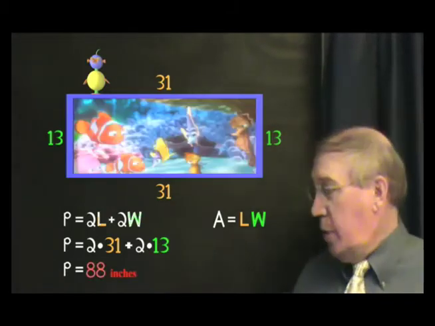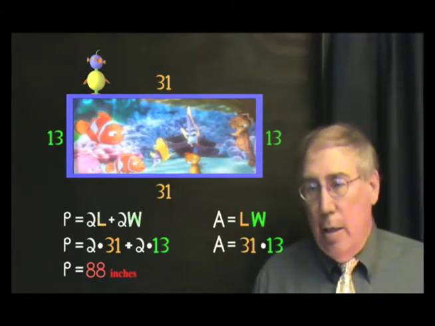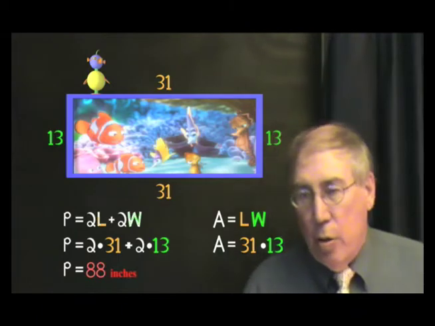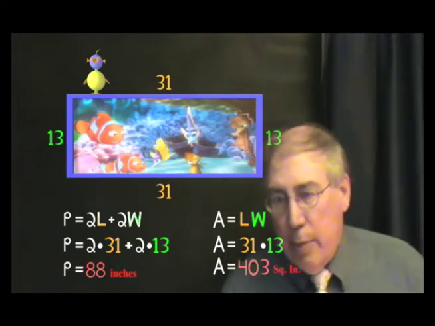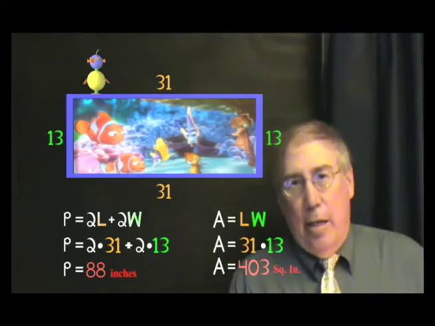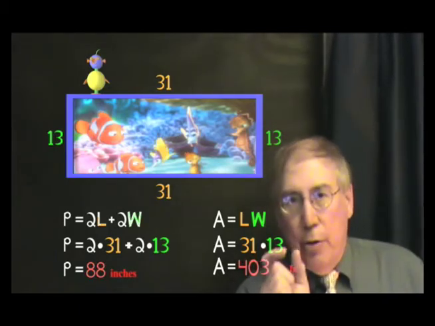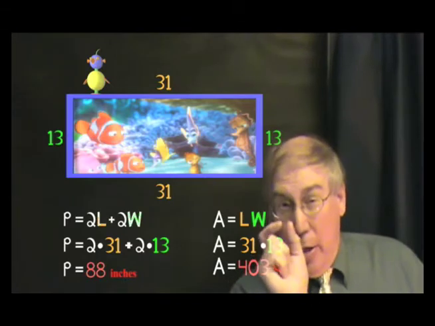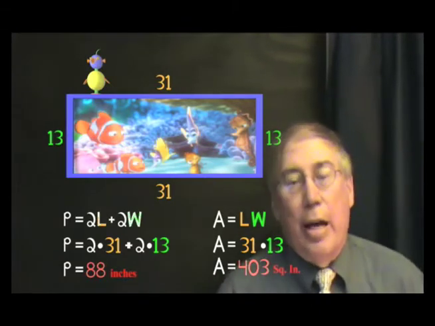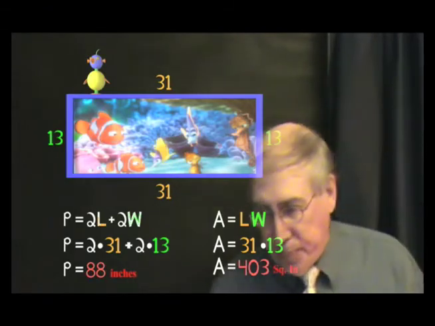Now let's do the same thing for the area. Put 31 in for L and 13 in for W, and we work that out and we should get 403 square inches. It's saying that you have 403 little squares, 1 inch on the side, that will fit within the area of that screen. That's why we've got to say square inches.